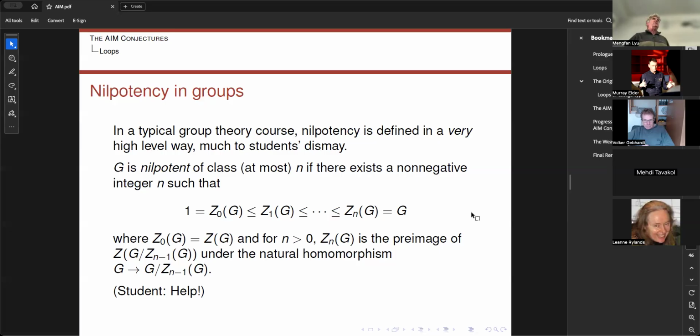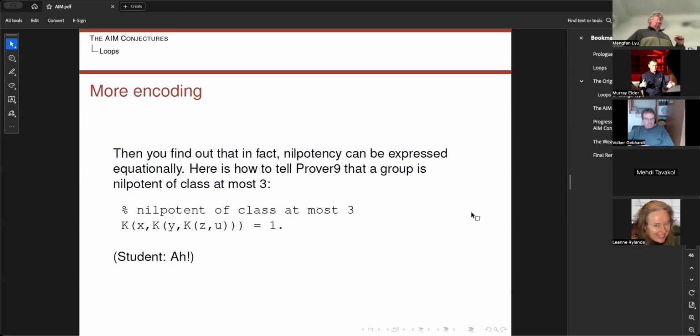Now, if you've taught group theory, you will know immediately that this is extremely difficult for students to wrap their heads around because of the levels of abstraction that are involved in this, the quotients and pre-images of quotients and so on. It takes a long time. But all that can be expressed equationally. So for example, if you're in a group, not a loop, here's exactly how you would say that a group is nilpotent of class at most 3. It just says an iterated commutator is equal to 1 all the time. So this is a first order encoding of a pretty high level thing.